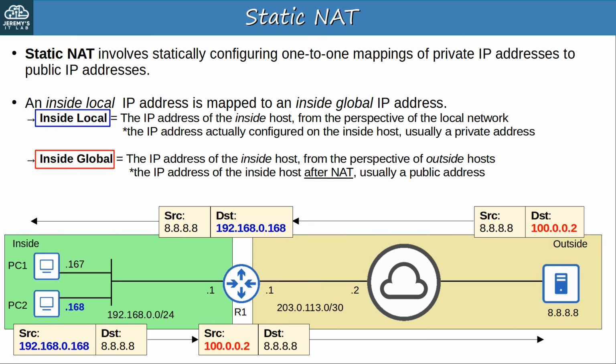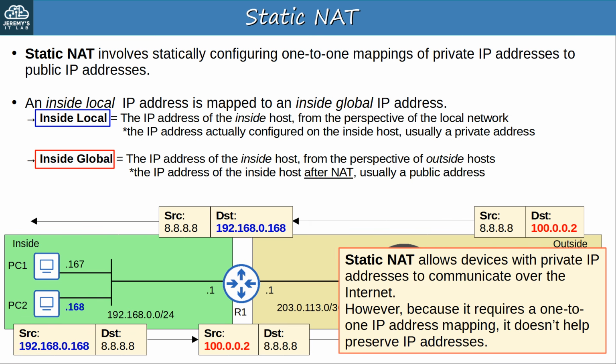Now I have to point something out about static NAT. Static NAT allows devices with private IP addresses to communicate over the internet. However, because it requires a one-to-one IP address mapping, it doesn't really help preserve IP addresses. If each internal device needs its own public IP address anyway, you might as well just configure a public IP address on the device itself. So, although there are reasons to use static NAT, for our purposes, it's not the most useful kind of NAT.